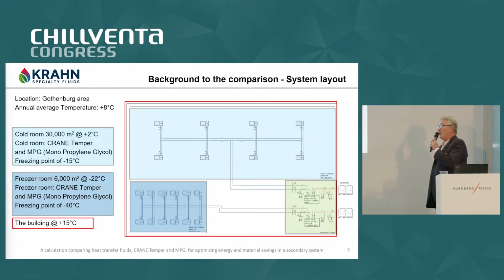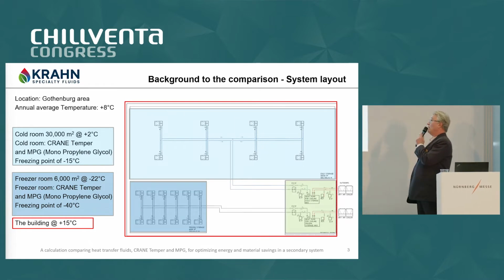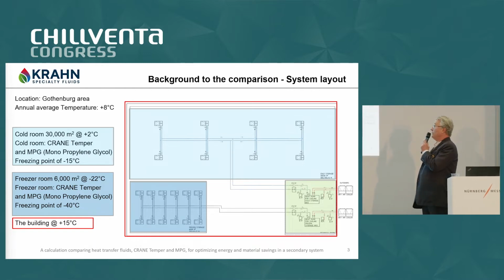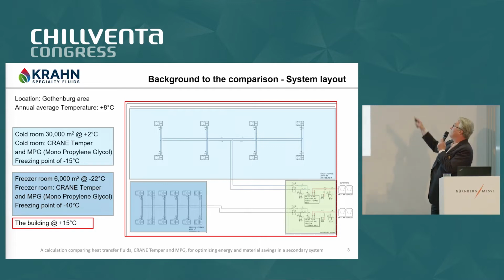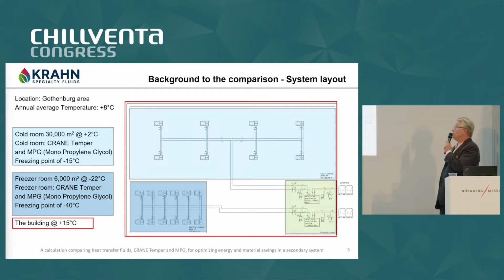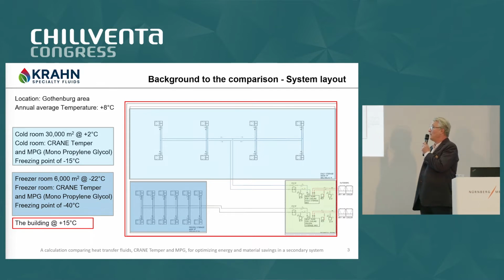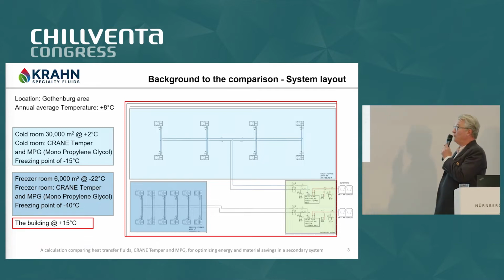We have a calculation for a distribution center where the light blue one is the cooling storage and the freezer storage is dark blue. In this building, the red ones, we have a temperature of -15. The cool room has an air temperature of +2 and an area of 30,000 square meters. And we are comparing propylene glycol and Kran Temper with a freezing point of -15.